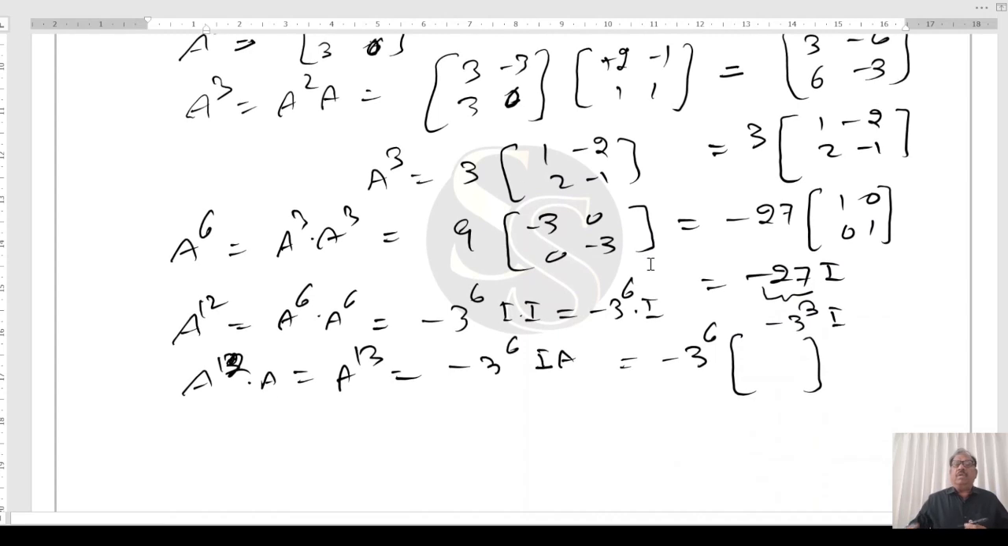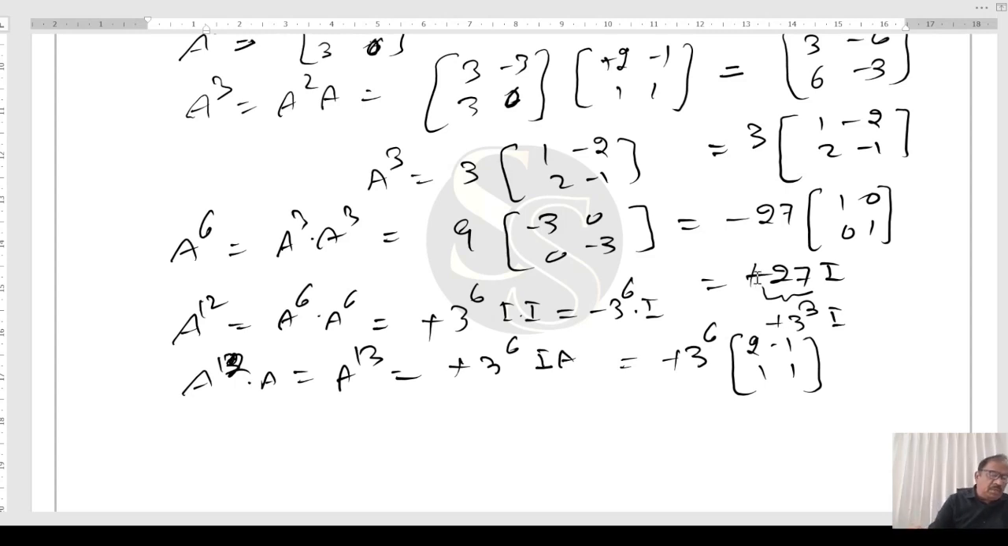A is [2, -1; 1, 1]. Right? Then this comes out to be minus 27, A^6 into A^6. This comes out to be positive. Negative, negative will become positive. 3 to the power 6. This is 3 to the power 6, 3 to the power 6, 27 I.